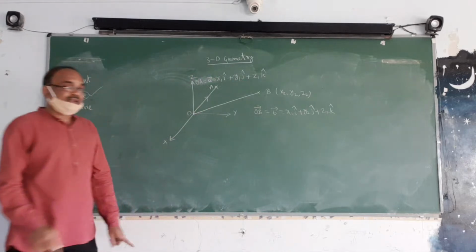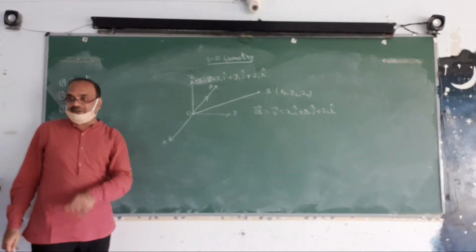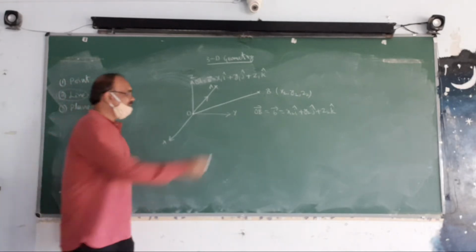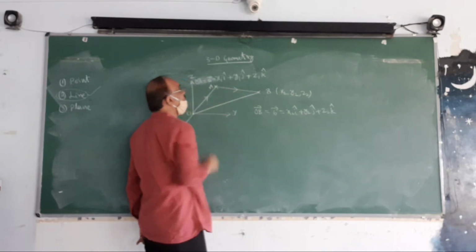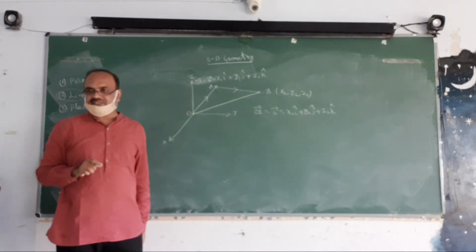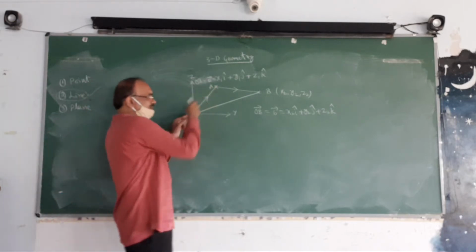Okay, now you can get one more line, that is joining point A and point B, right? This and this, I can join these two, I'll get another line. How do you find the equation, vector form of this line? It's very easy. Triangle law of addition. So now it's formed a triangle.